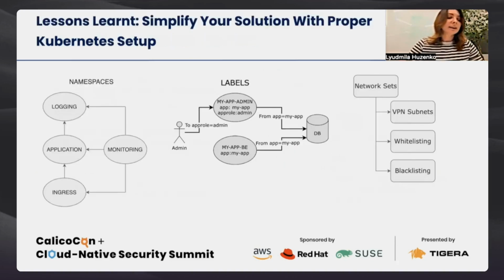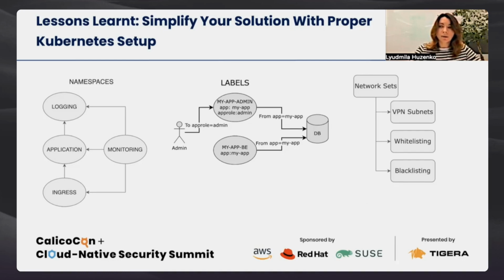To summarize the key points on how to implement network security in a Kubernetes environment, I have collected a few tips that might help you in securing your Kubernetes environment. First is to simplify your solution with proper Kubernetes setup. Maybe it is more applicable to those of you who are currently migrating your solution to Kubernetes, but it's never too late to refactor your code and make it simpler. By simplicity here, I mean network simplicity, and let me clarify what I mean.